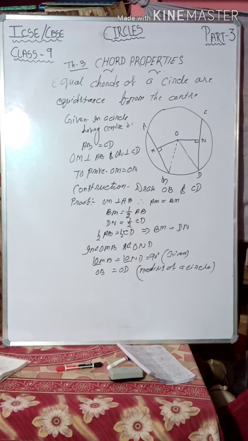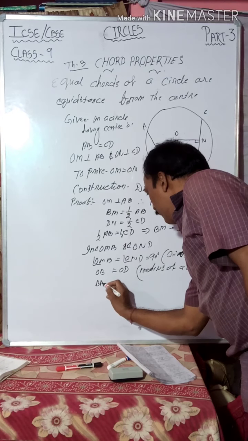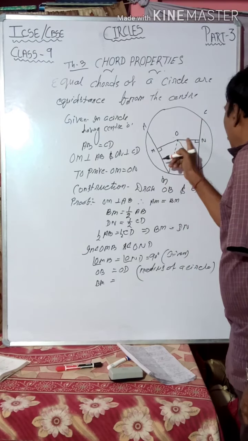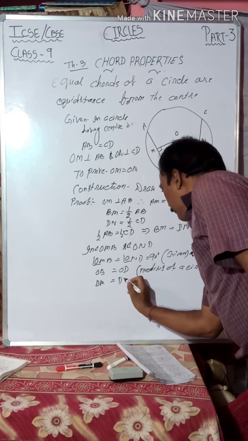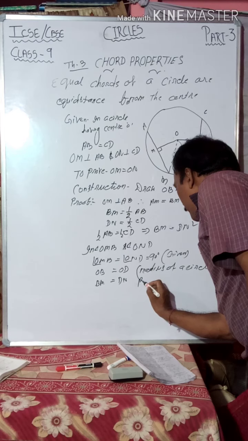Radius of a circle. And third thing, BM is equal to DN. Proved. BM is equal to DN. Proved.